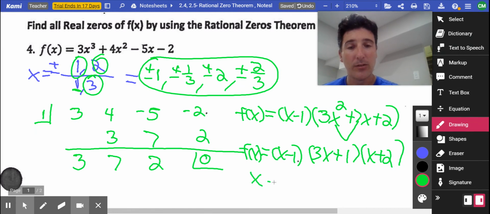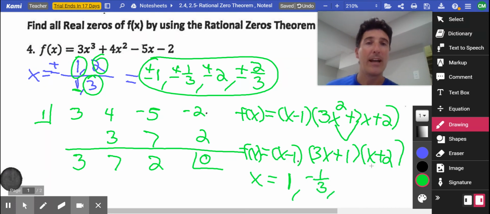So the zeros I have are 1, which I already proved. And then when I set these equal to 0, you would subtract 1 and divide by 3. So it's negative 1/3. And then if x plus 2 is a factor, negative 2 is a 0. So if you actually did synthetic division for negative 1/3 and negative 2, which, look, they're both on the list, you would get the remainder to be 0.